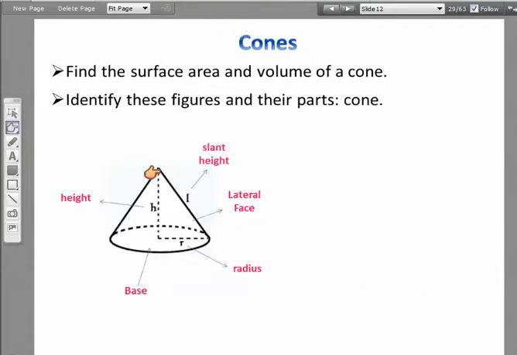On your cones, here's your slant height. This triangular looking figure right here is going to be your lateral face. Here's your radius. Your base of a cone is always a circle. I don't know if I said it already, but that's your slant height. Your height is always going from your vertex perpendicular to your base. In the right cone, this is also known as your axis.